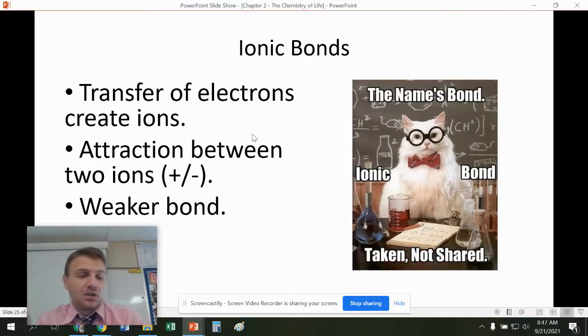So then what happens is you get a positive ion and a negative ion, and these are weaker bonds because they're just like a little bit of an attraction force. I talk about how this is like when 2 magnets are pulled towards each other.